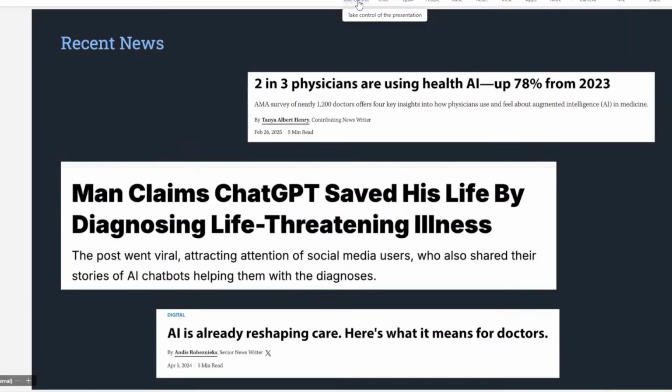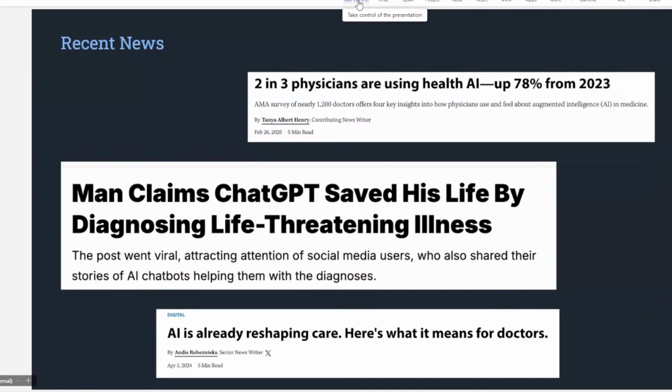Let me start by highlighting just how rapidly AI is becoming the embedded solution in healthcare. A recent report shows that 2 in 3 physicians are now using some form of health AI, which marks a 78% increase from 2023. That's a dramatic surge and a strong signal that AI tools are moving from research labs to routine clinical practice.